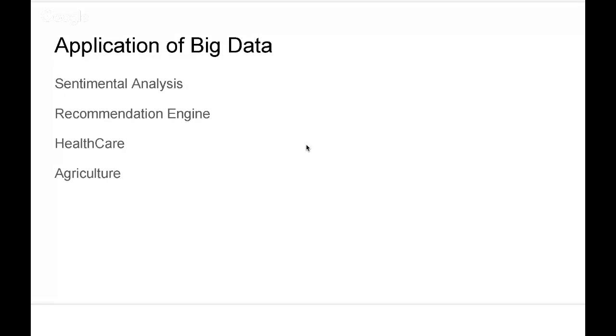The third one is healthcare. Nowadays healthcare has become a very big industry in big data, because people have become very conscious about their health. So how is healthcare using big data? When you go to a clinic for a checkup and come back, they don't give you any kind of database or digital report. They normally give you a report on paper.